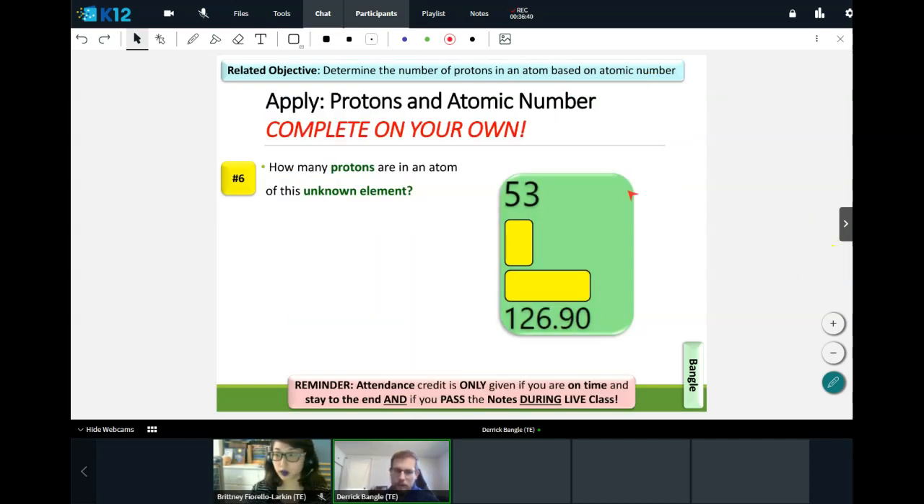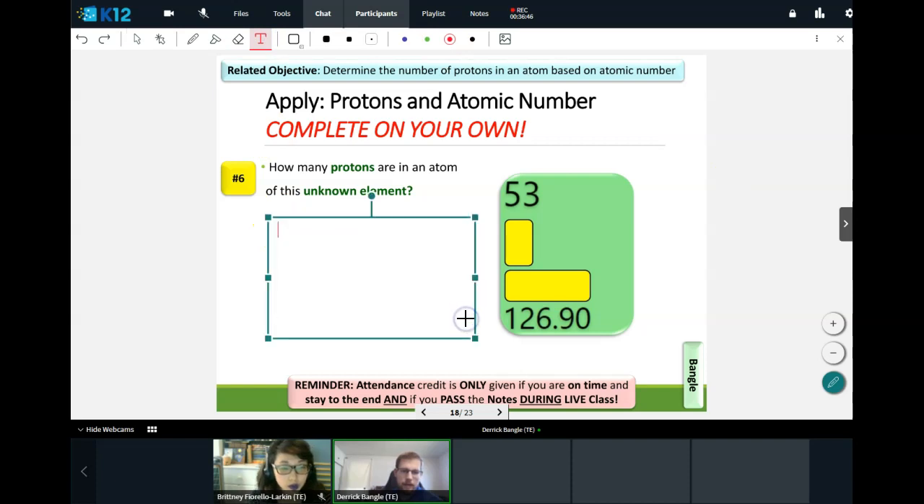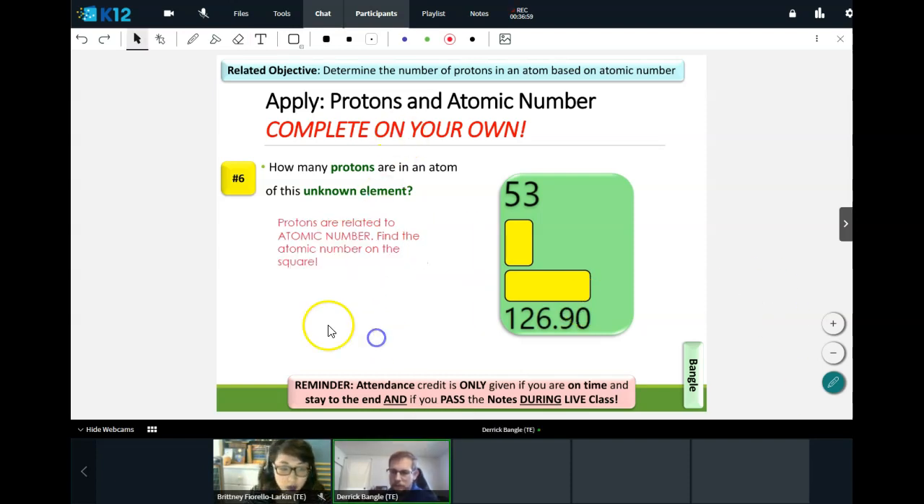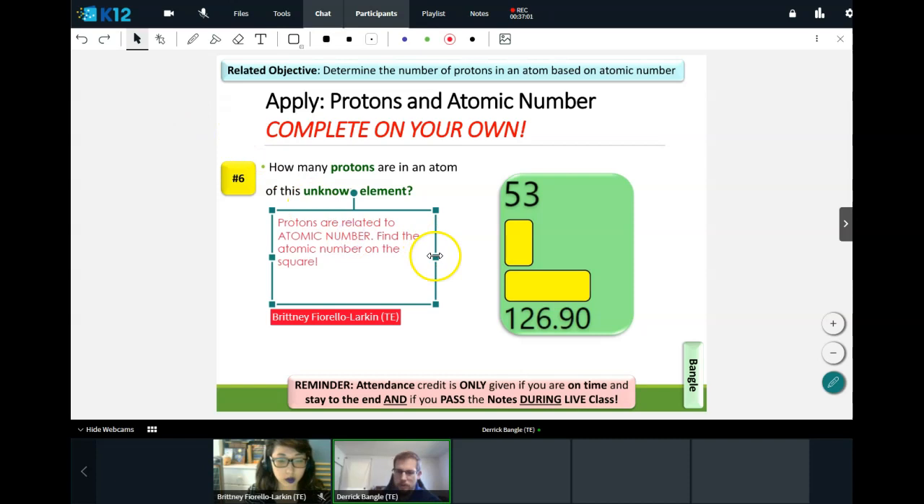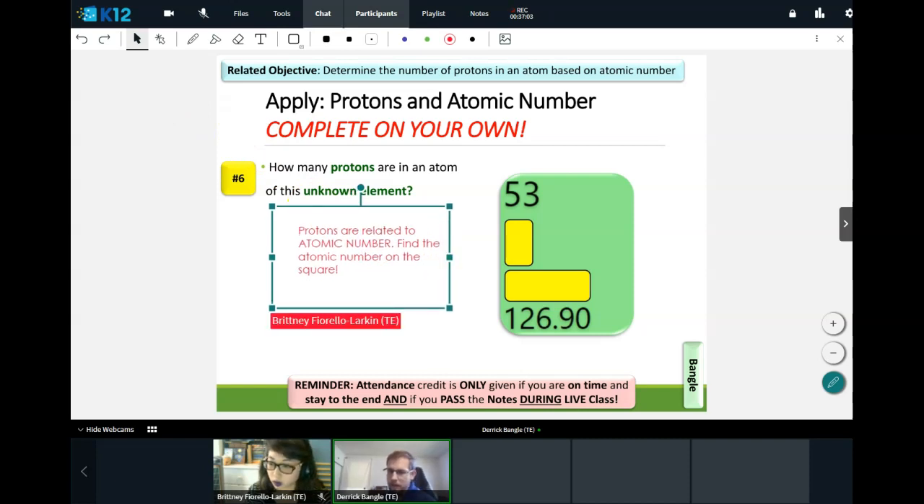All right, so for this one, same question, but now you are completing it on your own. How many protons are in this atom of this unknown element? It is unknown because we don't know the name, but one of these two numbers should be the number of protons, right? Or the atomic number. So if you have a question, please post it in the question and answers chat so we can answer it for you and so that we don't give away the answer to the entire class.